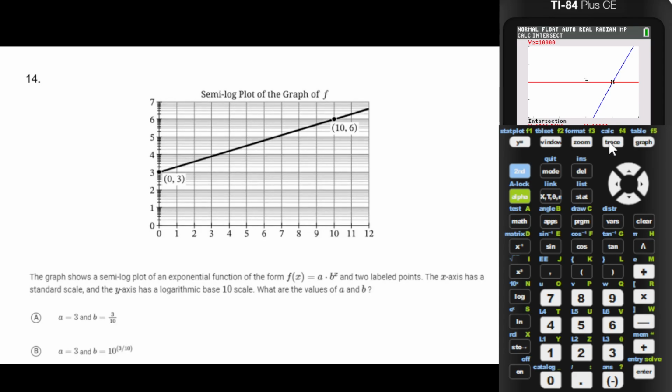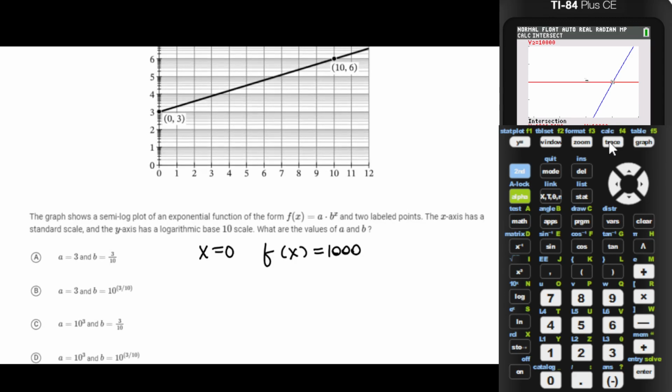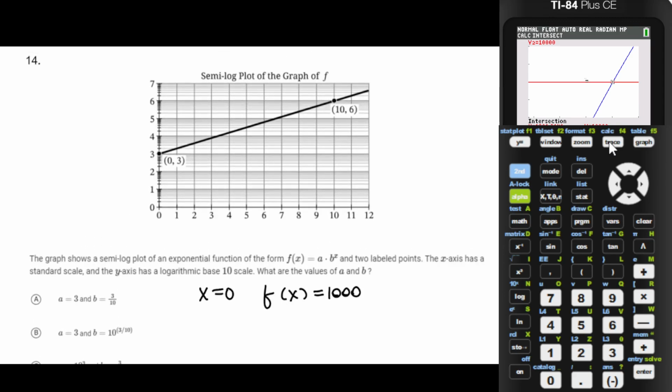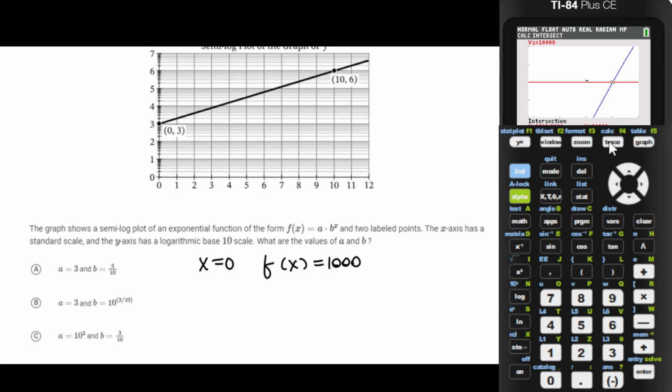Maybe I'm supposed to know that if they say the y-axis has a logarithmic base 10 scale, that the actual height of the function f is going to be 10 to the 3 at x equals 0. So that's what I'm saying. When I plug in x equals 0, I need to get f of x equals 1,000, or yeah, 10 to the 3 is 1,000. They can't be saying... No. Okay. I'm going to do this totally on faith, and I really don't like this problem.